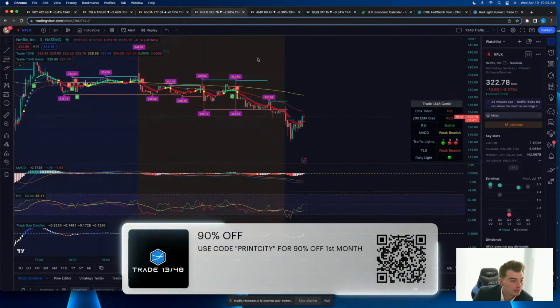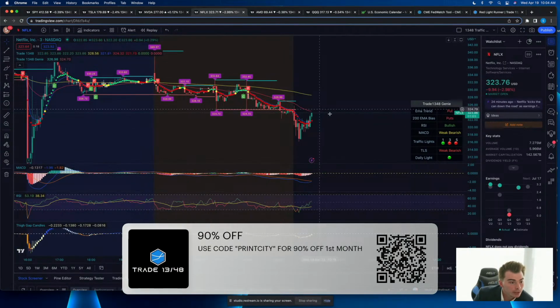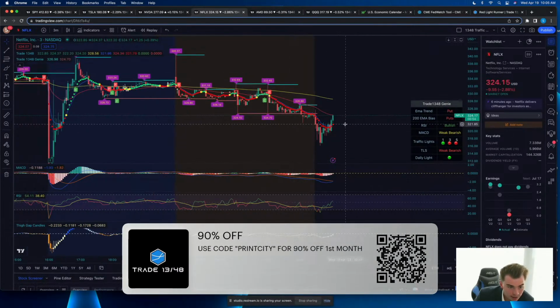Disney's chart looks worse than Netflix. Dude, Netflix is just a... Look at this, bro. Look at where this is. It's at 324. That's the move I wanted. You just can't sit through this volatility on this thing.